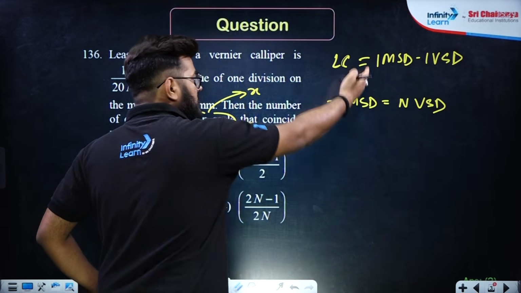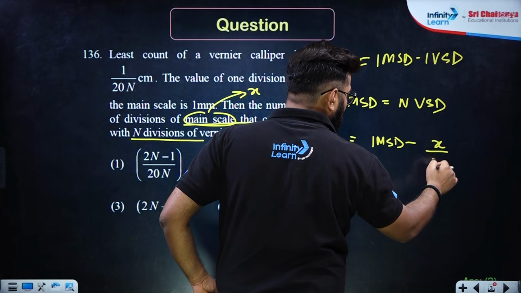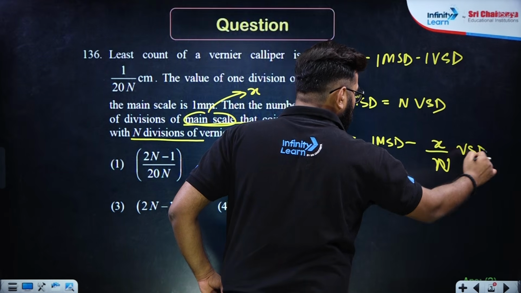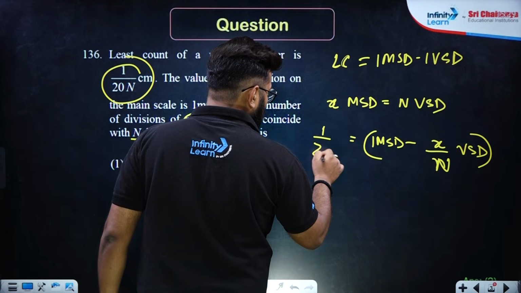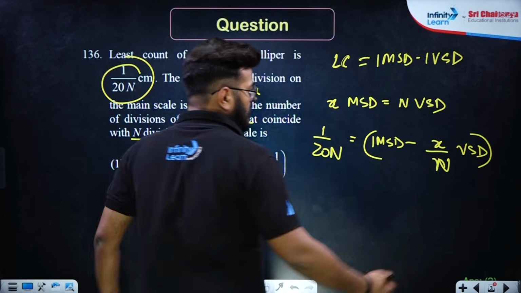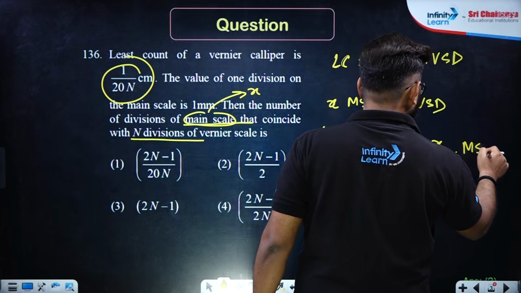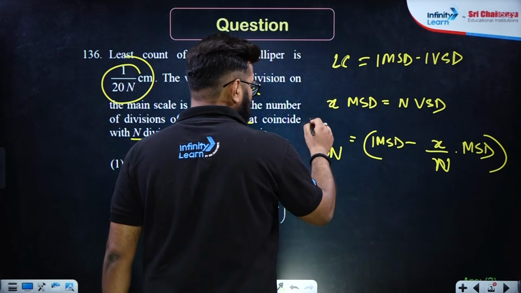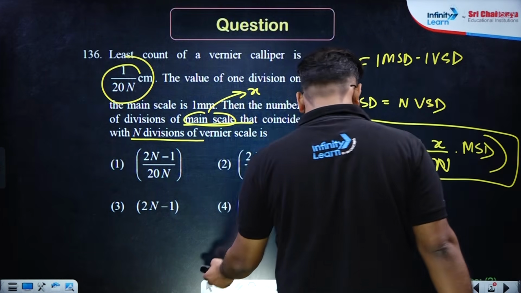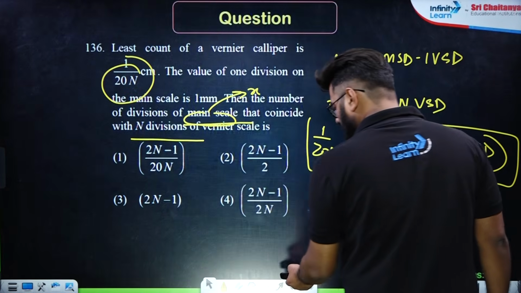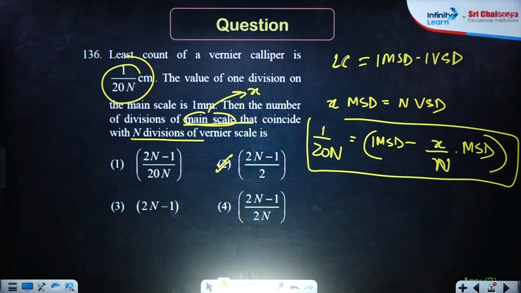So instead of 1 VSD, you can write 1 MSD minus x upon n VSD, and this turns out to be the least count, which is also given as 1 upon 20n. Solving this further, it is converted into MSD only. 1 MSD value is given as 1 mm, and based on that you will be able to find the answer. Option number 2, (2n minus 1) upon 2, is the right answer. Moving ahead to the next one.